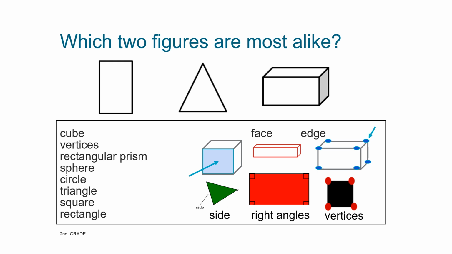You might have said the rectangle and triangle are most alike because they are both two-dimensional, flat, plane shapes. Both the rectangle and triangle have sides and vertices. You could also have chosen the rectangle and the rectangular prism as most alike. This is because the faces of the rectangular prism are rectangles. You can see vertices on both, and there are right angles in both the rectangle and the rectangular prism.